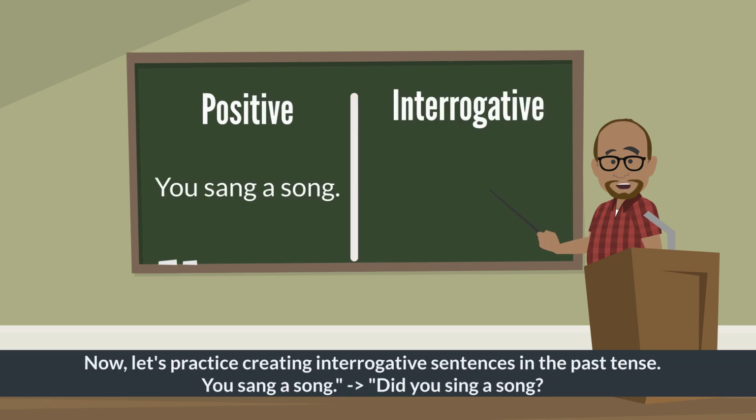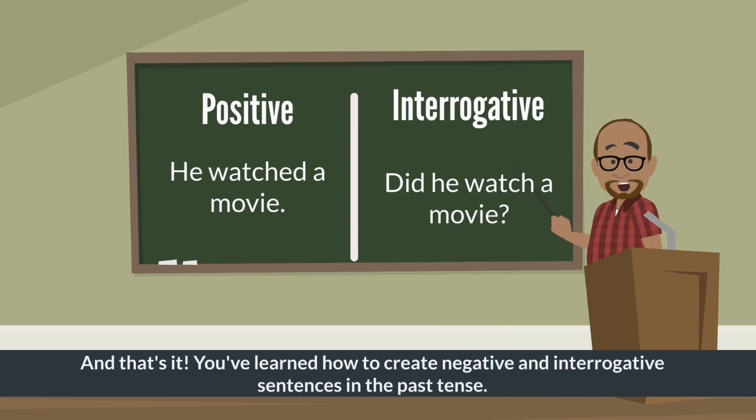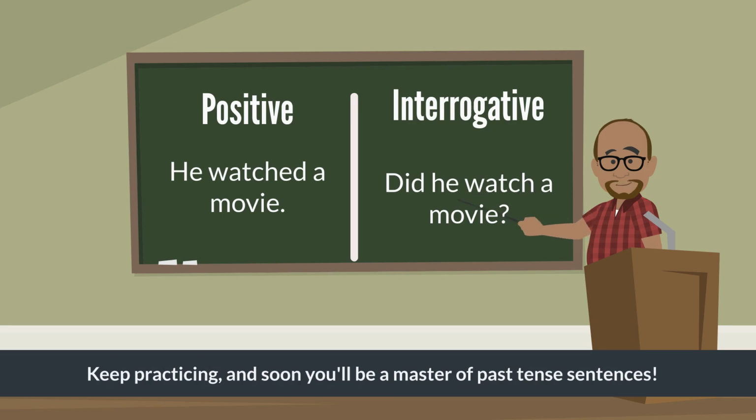Now, let's practice creating interrogative sentences in the past tense. You sang a song. Did you sing a song? He watched a movie. Did he watch a movie? And that's it. You've learned how to create negative and interrogative sentences in the past tense. Keep practicing, and soon you'll be a master of past tense sentences.